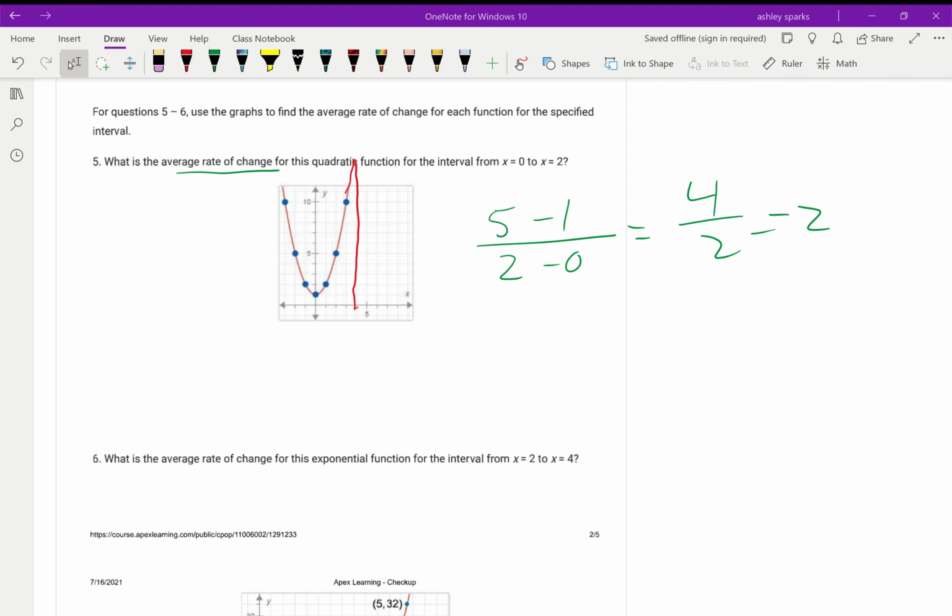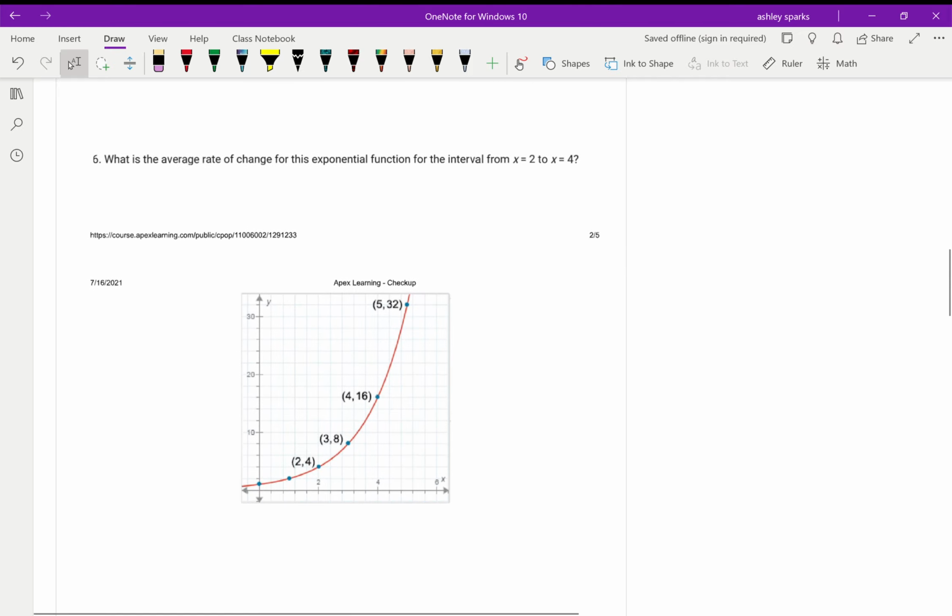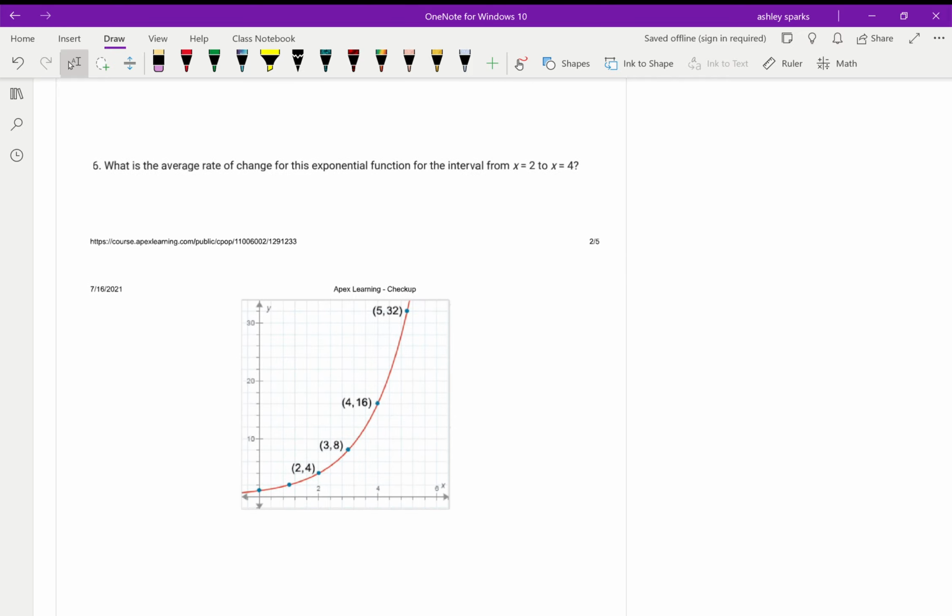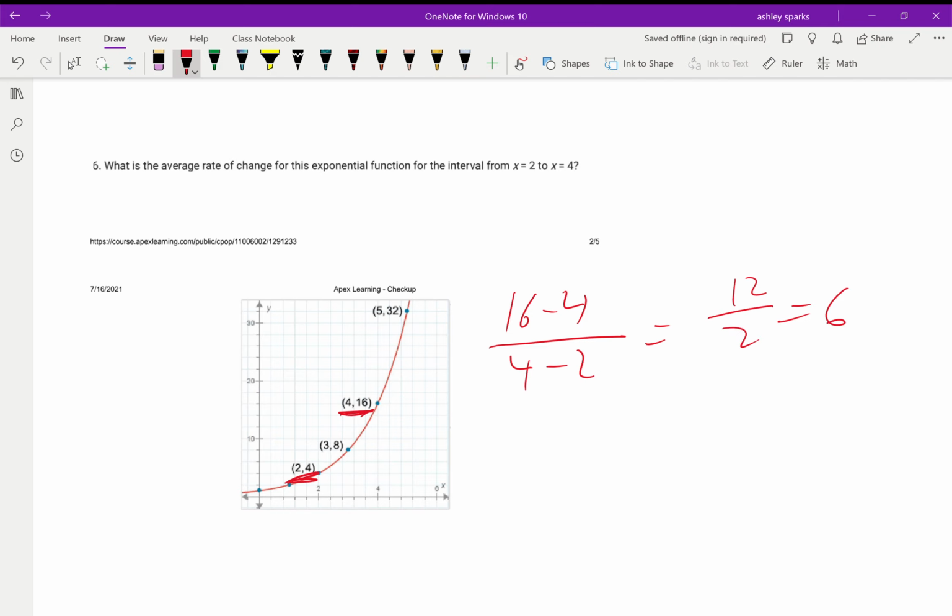Oh, I'm sorry, I have the wrong graph. That would probably help with my problem here, wouldn't it? This graph is down here. So this wants us to do with this graph, and they've already labeled our points here. So I see 4 and I see 2. 16 minus 4 over 4 minus 2, which will leave us with 12 over 2, which is just 6.